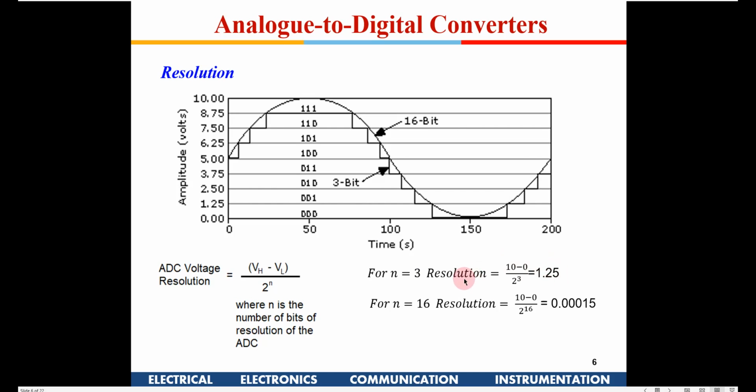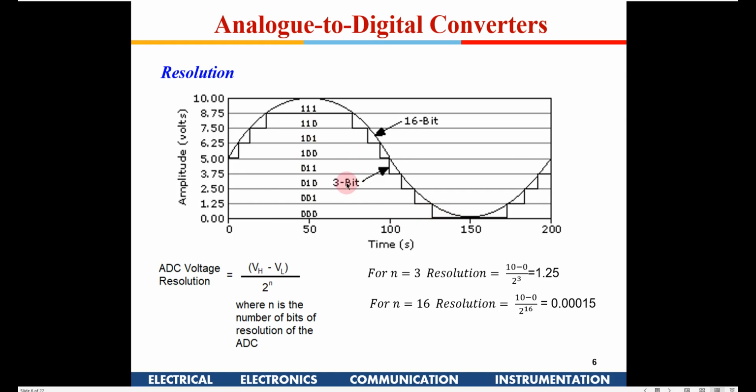Obviously the resolution is big, which means it is not that good. It cannot distinguish between two analog signals which differ by less than 1.25. For all voltages between 0 and 1.25, it will read it as 0. Any voltage between 1.25 and 2.5, it will read as 1. So you see, this is a huge step.